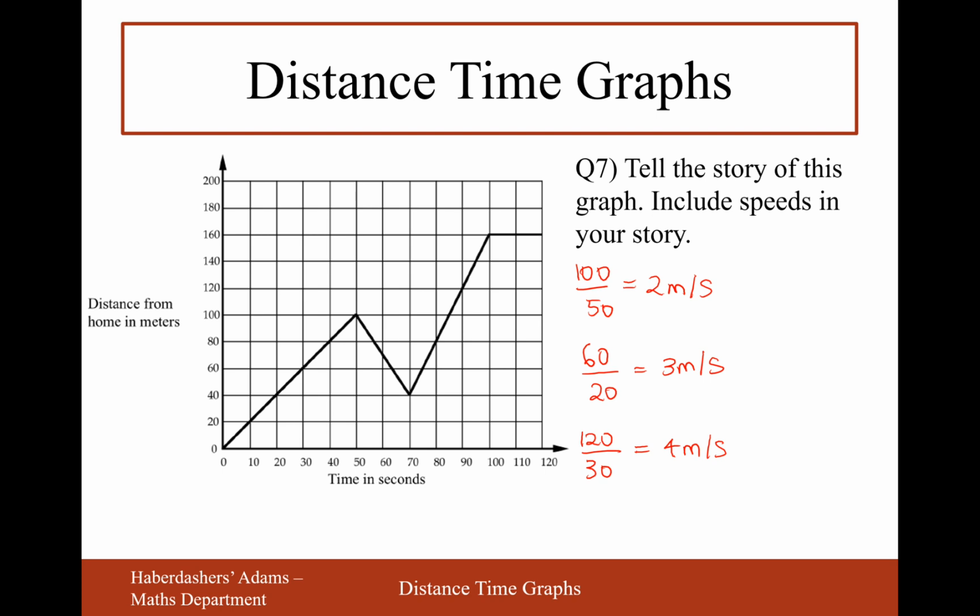Then they're flat at that section there, which means they've arrived at the sweet store and they've started to pick their sweets. So this is travelling at 2 meters per second here, then 3 meters per second going backwards towards home, and then it's 4 meters per second going away from home towards the sweet store.